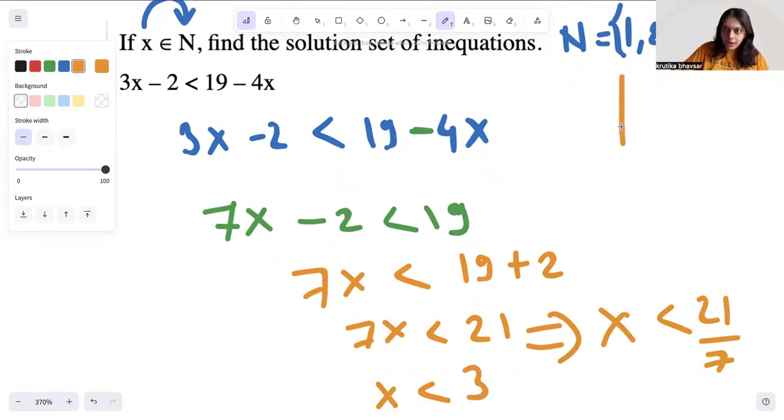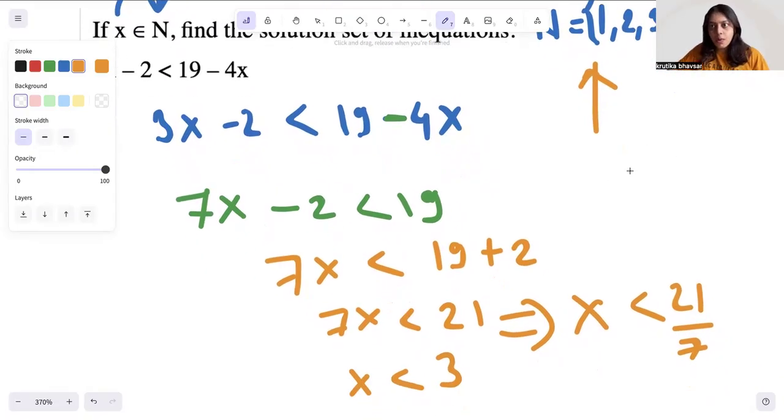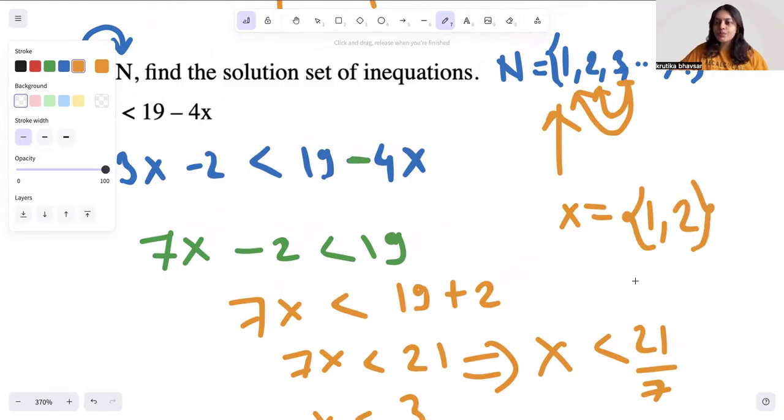Now let's go back to our question. Remember, your x belongs to N, but x is also less than 3. So x can be what? If x cannot be 3, and if x can be less than that, what values can x take? So x can take 1 and 2. Okay, so this should be your final answer.